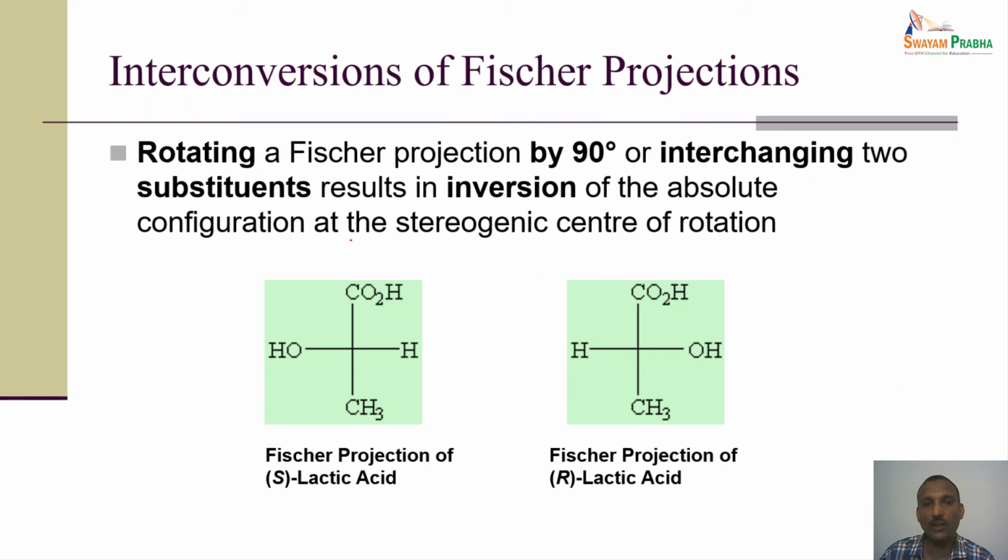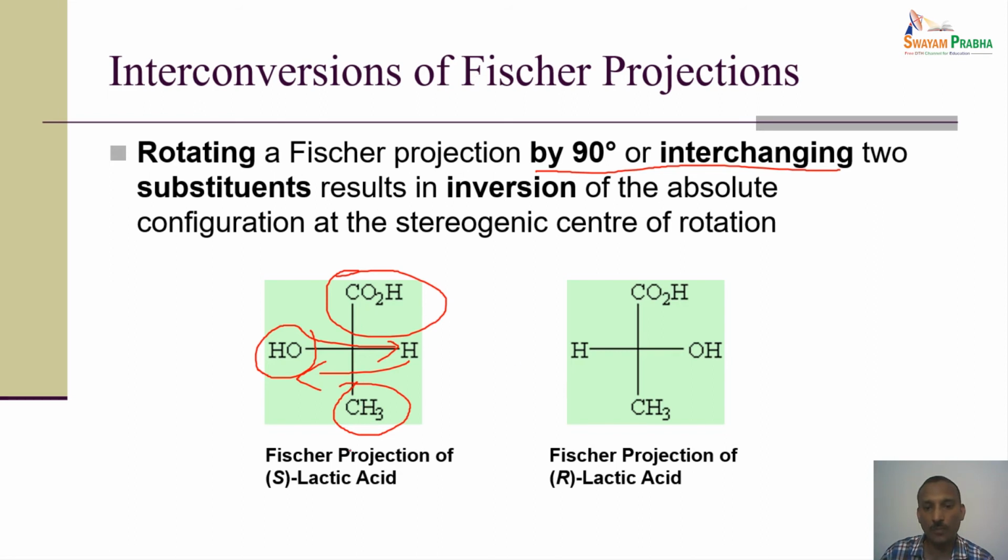Now in this particular case you will see how the rotation actually affects it. Here what we are doing is rotating 90 degrees, or interchanging two substituents. The methyl group at the bottom and the carboxylic acid at the top remain the same. There is no change. But we are now interchanging only two groups. So this is interchangeable to here and this is interchangeable to here. The other two groups are not at all disturbed in this particular case.